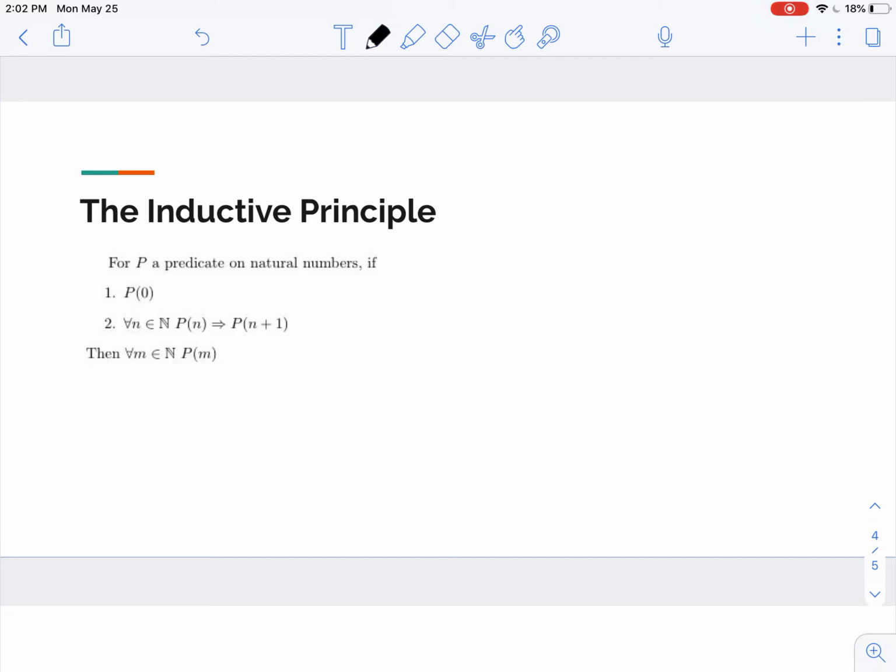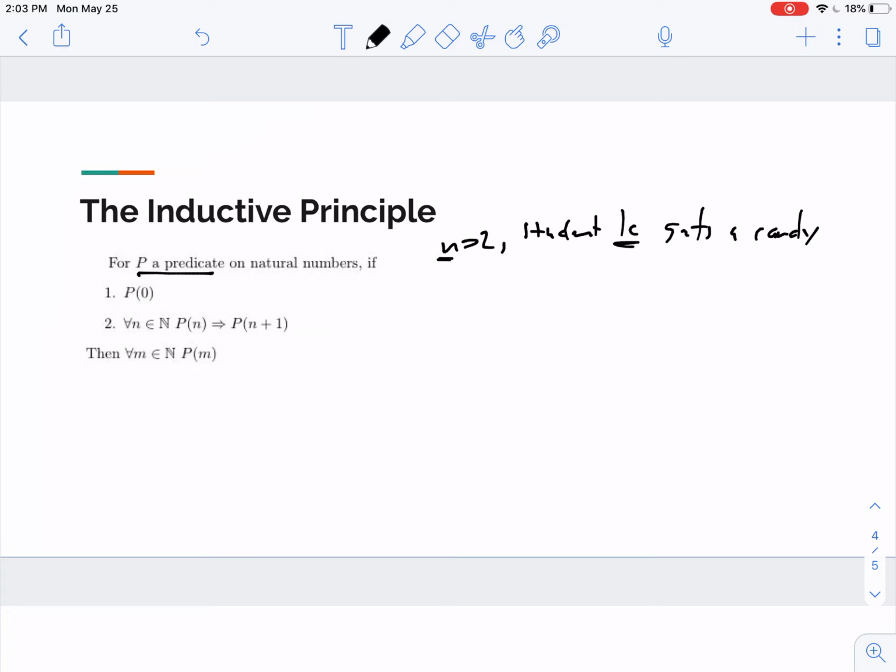The inductive principle says for P a predicate, remember a predicate is just a proposition that depends on some number, right? So a predicate could be n is greater than 2. That would be a predicate, because if n is 20, then it's true. Otherwise, if it's negative 1, it's false. Or like the predicate that we were using in the Boas example, student k gets a candy bar. In this case, it depends on k, and in the other predicate, it depends on n.